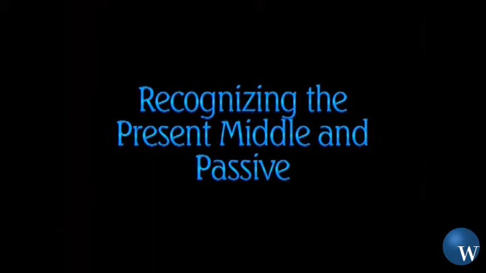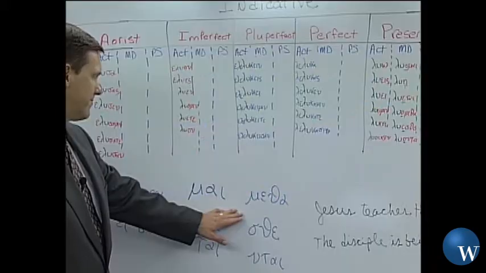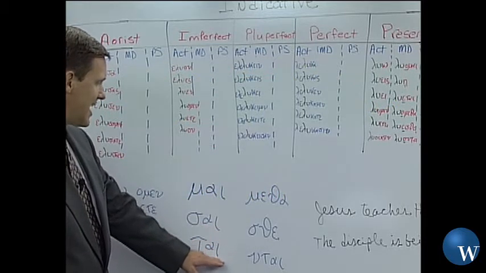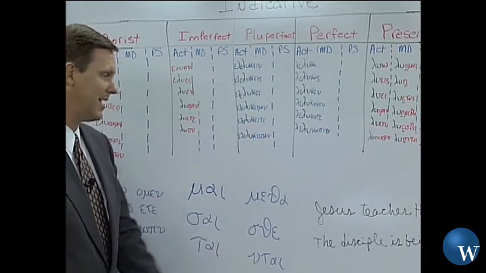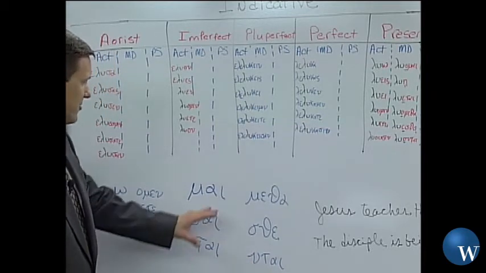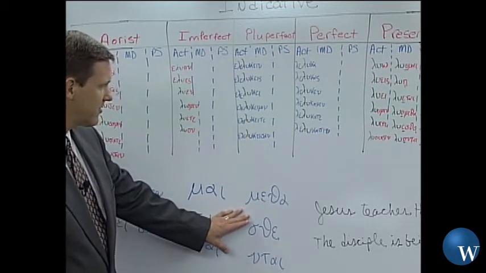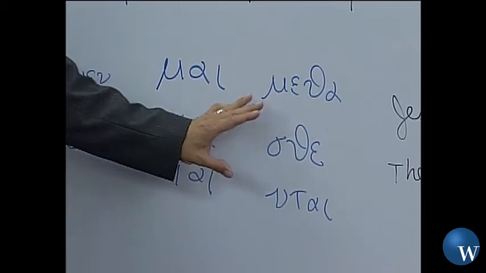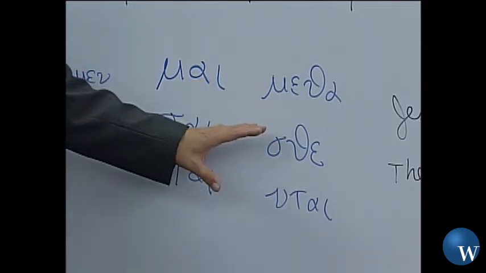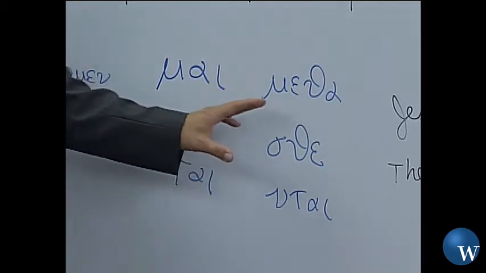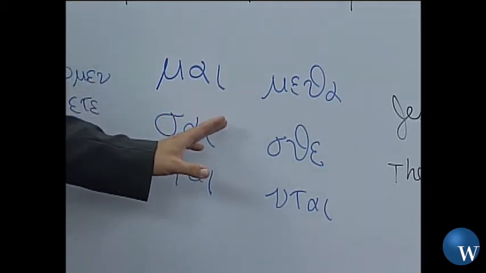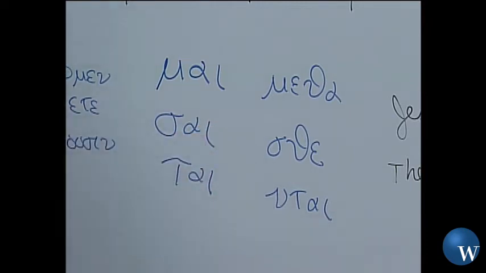Notice, we've already covered that, haven't we? Mai, sai, tai. Metha, sthe, ontai. Those are the endings, and if we can see that, and get that in our mind, we're going to be able to recognize that this is passive or it's middle. Now, you say, well, how do I know?